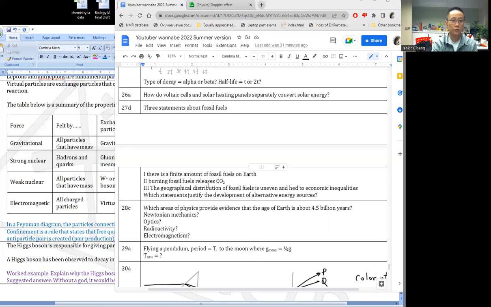And then lastly, the geographical distribution of fossil fuels is uneven. It has led to economic inequality, so it's definitely a good reason for countries to find other ways to help sustain their own economy. Maybe not try to invade other countries in exchange for freedom, maybe. In any event, the answer should be all 3.